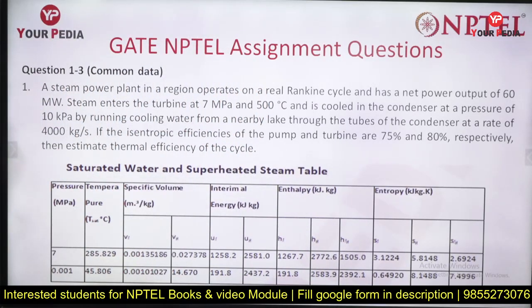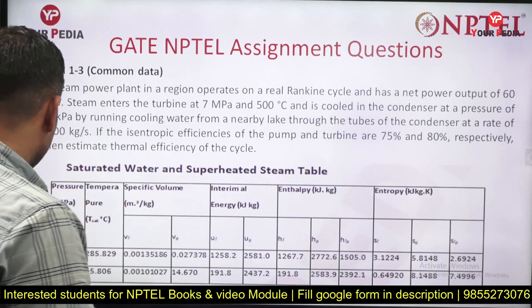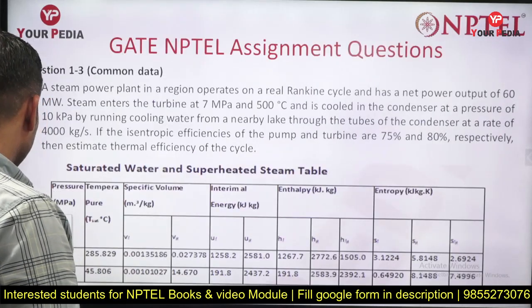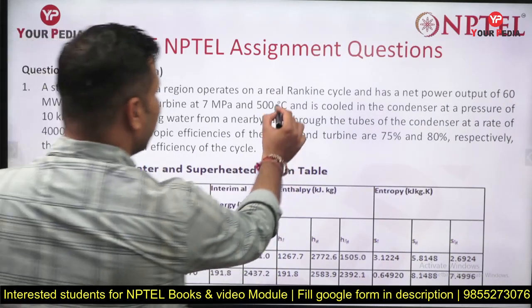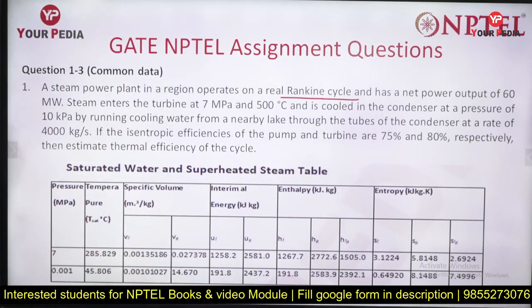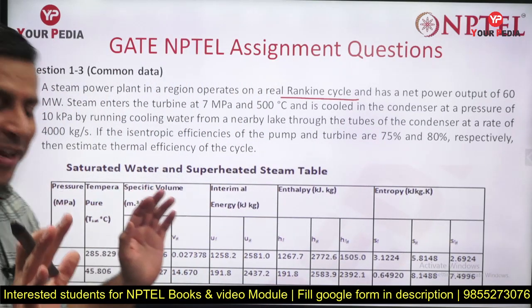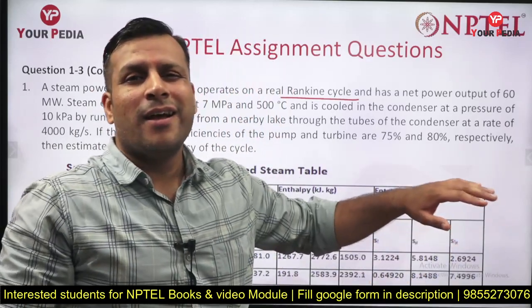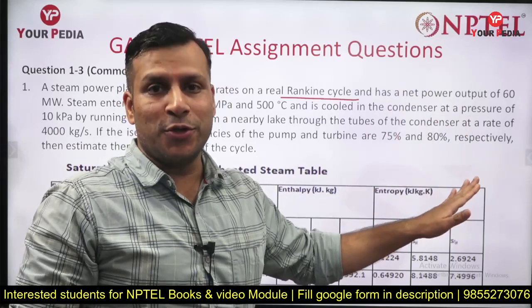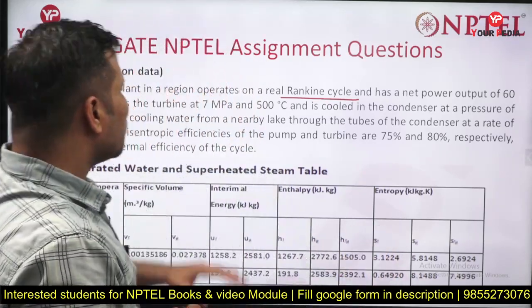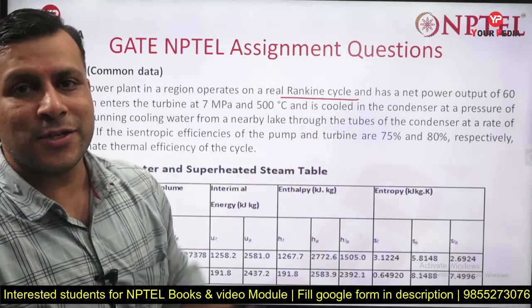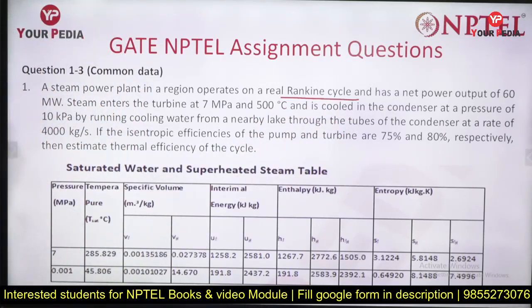Chaliye, there is a steam power plant in a region that operates on a real Rankine cycle. Real Rankine cycle, guys, this point is very important. The cycle is not operating on the standard Rankine cycle, it is operating on a real Rankine cycle, though not exactly real. He has given you the isentropic efficiencies of the turbine and pump, so you need to consider those. In a real case, pressure drops also take place in the boiler and condenser, but we are not going to consider those. So real means we are only considering the isentropic efficiencies of the turbine and pump.